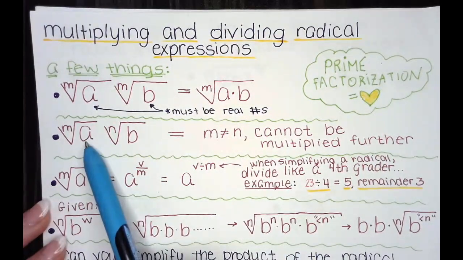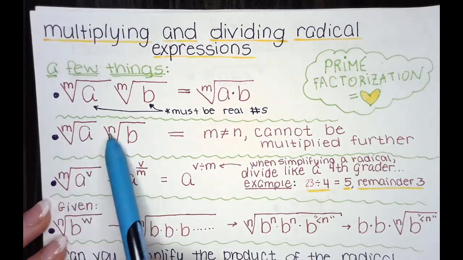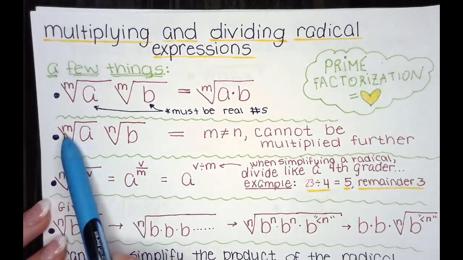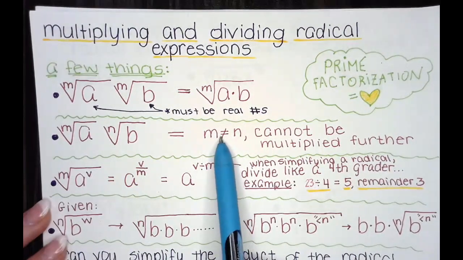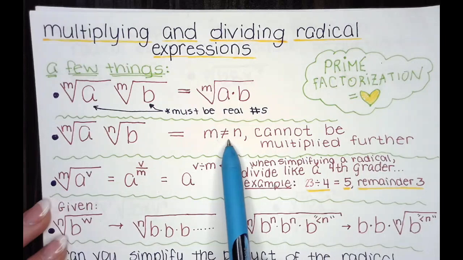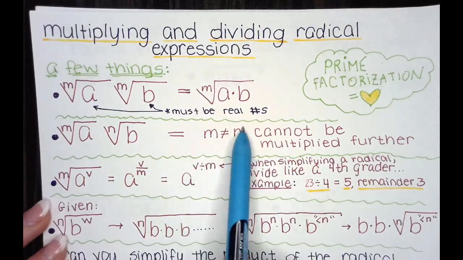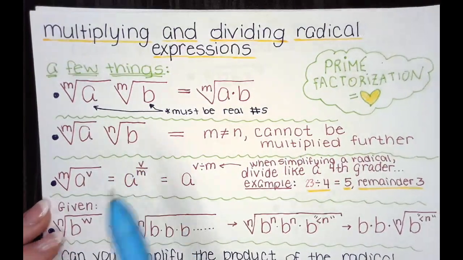Here we have the continuation a little bit. Here we have an M root and we have an N root. So now we don't have the same root here. Okay, we don't have the same index. So this is a square root and a cube root. M and N are not equivalent to each other, so it cannot be multiplied any further. So this is just a little note, cannot be multiplied any further. That's all you're going to be able to do at this point in time.